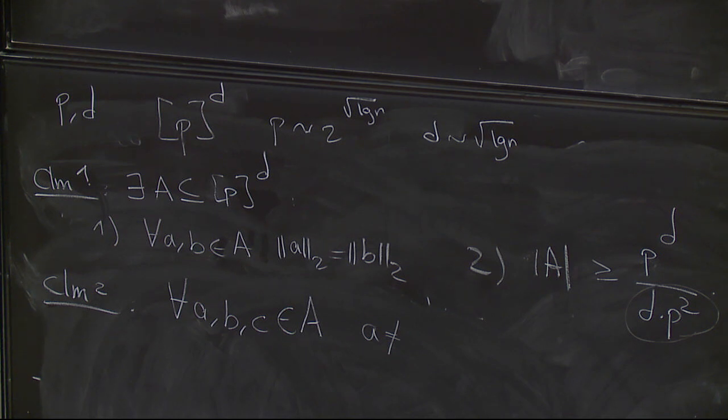Exactly. If you pick randomly, you can even get slightly better bounds than that. That's true. The average is the right number to pick.